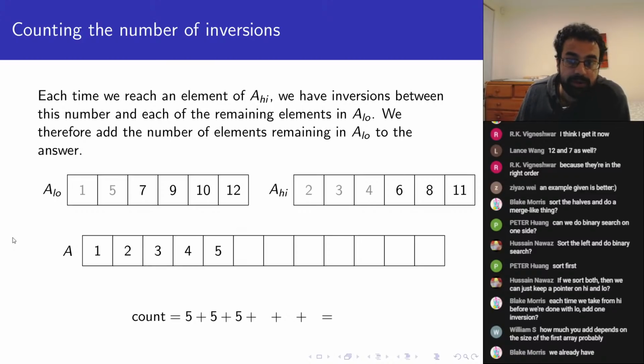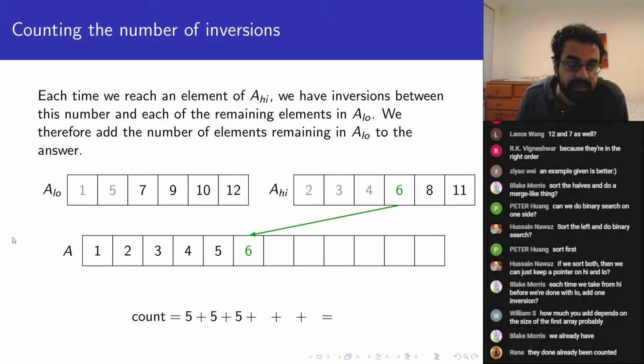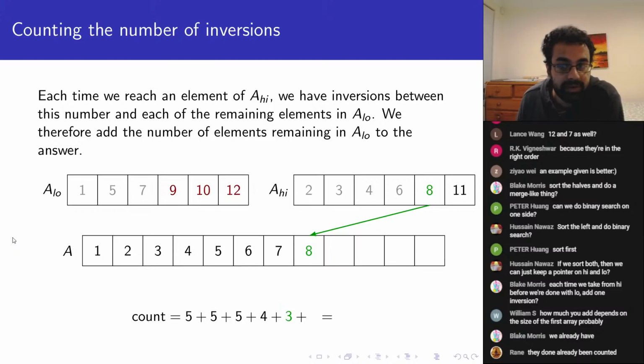Next up is comparing 7 and 6. The 6 wins, and therefore it is written into the merged array. This 6 is in inversion with everything remaining in A low, of which there are 4 things, so we add 4 to the total. Next up, we're comparing 7 and 8. 7 wins. Comparing 8 and 9. 8 wins. And 8 is in inversion with the 3 remaining entries of A low. 9 and 10 get written without further drama.